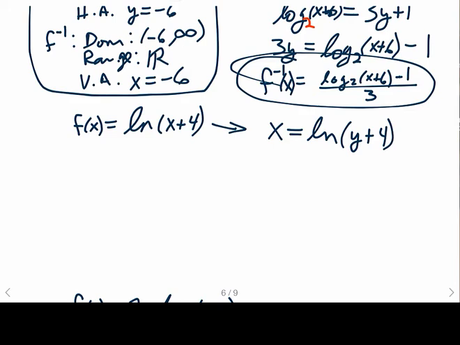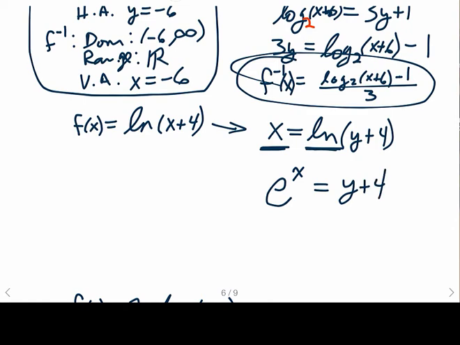Now I want to use the inverse. The inverse of a log is an exponential. That's a two-way street. And so I want to write that the logarithm, ln, is equal to x, which means the x is the exponent. I need something with an exponent of x, but what's the base? Because it's the natural log, the base is e. So e to the x is going to equal y plus 4.